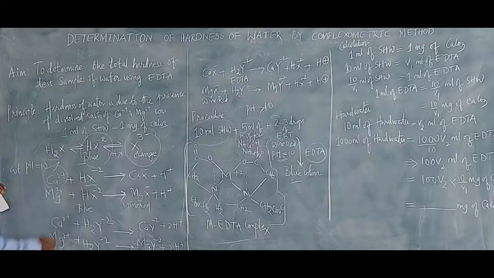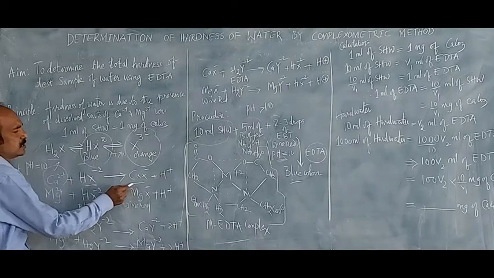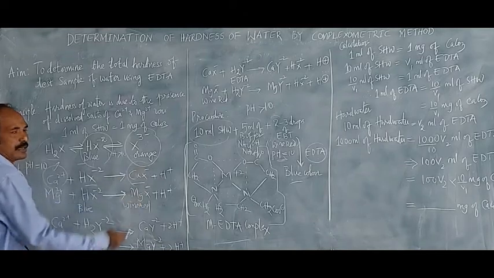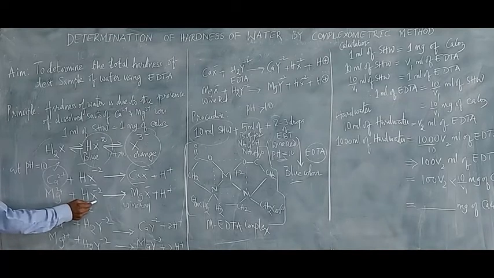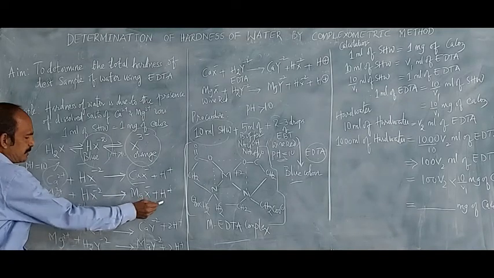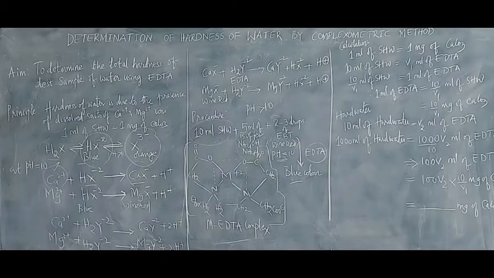The hardness causing ions, that is calcium ions, when we add a little amount of indicator, change into the Ca-indicator complex, which is wine red color, with the dissociation of H+. Similarly, if the water contains magnesium ions, HX2- gives rise to the wine red Mg-indicator complex plus H+. We take the EDTA, the complexing agent, in the burette, and EDTA is represented in the form H2Y2-.